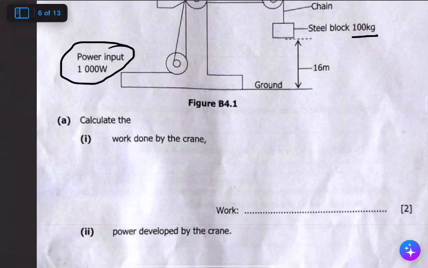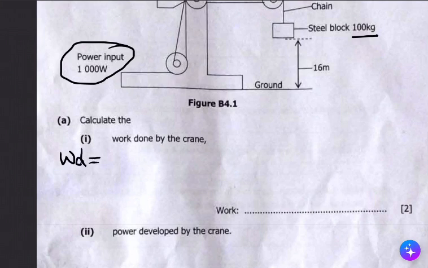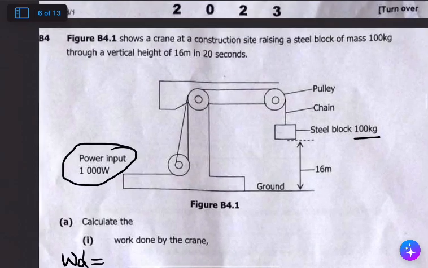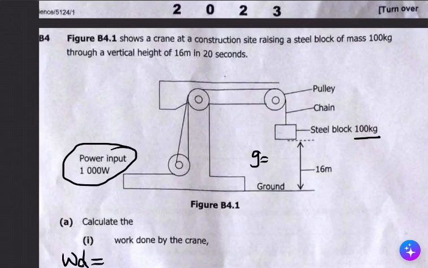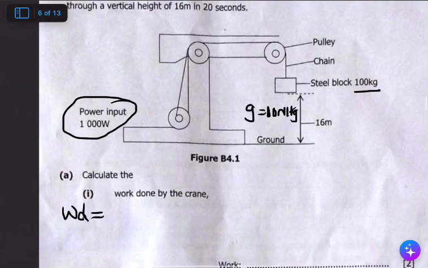So we go on to calculate the work done. If we can remember, work done for an object that is rising up. If we look at the block, it was rising from the ground going upwards, where the vertical height was given. As this block is rising, there is gravity that is experienced, which is taken as 10 newtons per kg. So I'll write g is equal to 10 newtons per kg. That is the gravity experienced by the block as it is rising up.